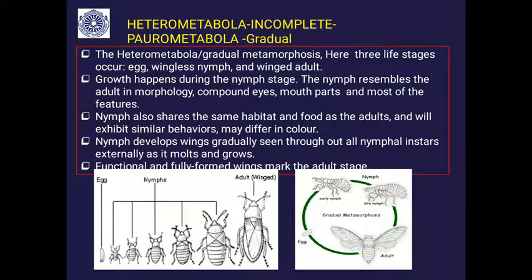The another type of incomplete metamorphosis you will find is heterometabola or gradual metabolism, or else gradual metamorphosis, or else it is called paurometabola. Paurometabola or heterometabola. So in this metamorphosis there are three life stages you will find: the egg, wingless nymph, and winged adult. Here the growth happens during the nymph stage. Maximum growth happens during the nymph stage. It is very gradual. The nymph resembles the adult in morphology, compound eyes, mouth parts, and most of the features.